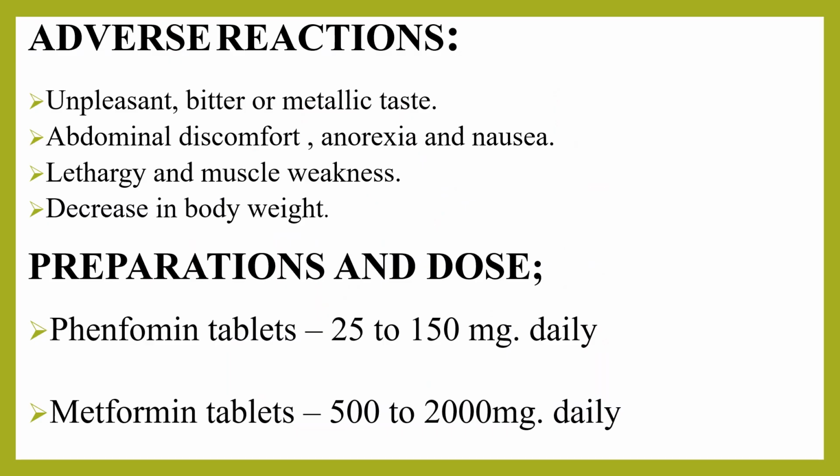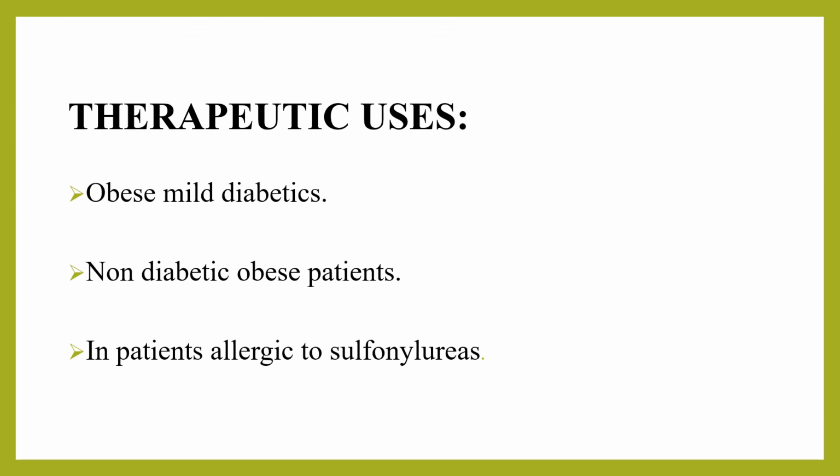Adverse reactions: unpleasant, bitter or metallic taste, abdominal discomfort, anorexia and nausea, lethargy and muscle weakness, decrease in body weight. The dosage: phenformin tablet 25 to 150 mg per day, but metformin 500 to 2000 mg per day. Therapeutic uses: mainly used in obese mild diabetic patients and also non-diabetic obese patients, and in patients allergic to sulfonylureas.